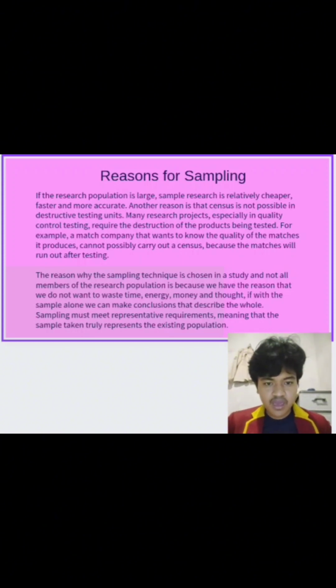For example, a company that wants to know the quality of the matches it produces is not possible to carry out a census because the material will run out after testing. The reason why the sampling technique is chosen in a study and not the entire population is because we do not want to waste time, energy, money, and thoughts.